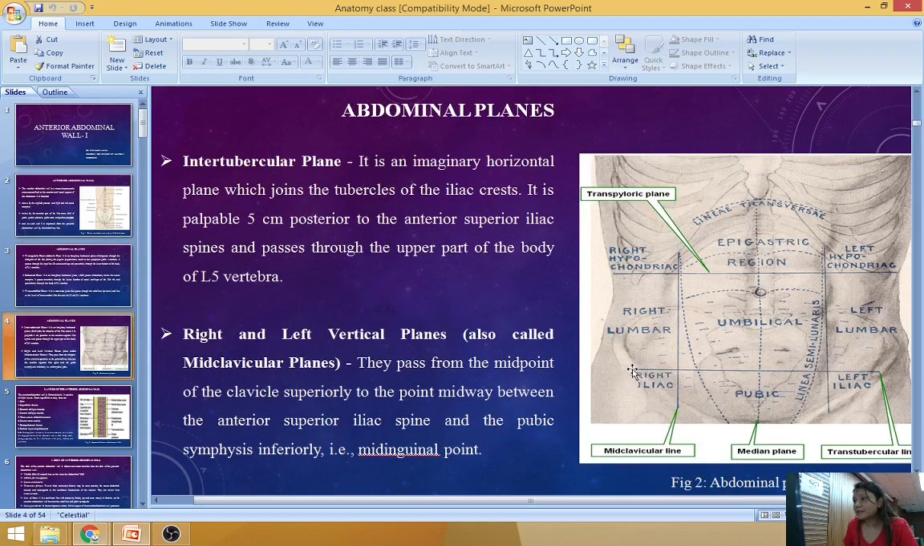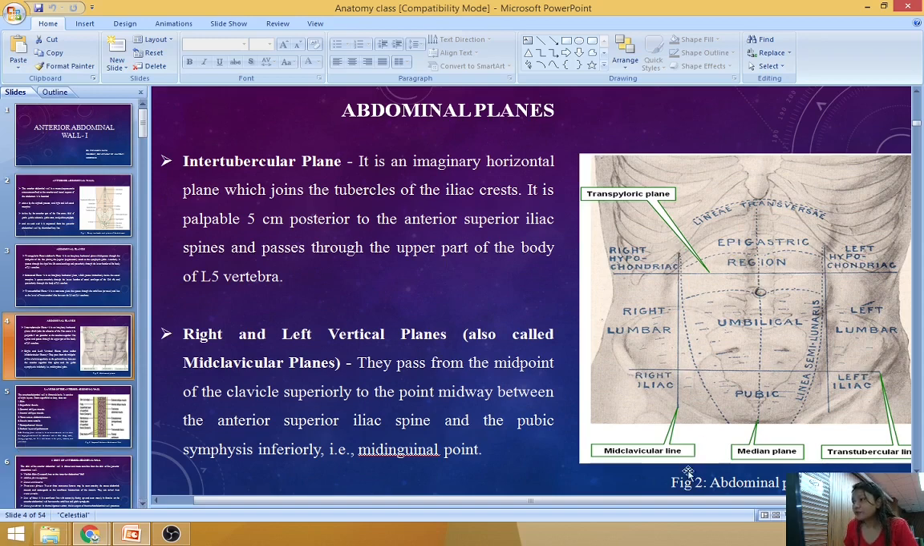The second plane is the intertubercular plane. Why is it called the intertubercular plane? Because it joins the two tubercles of the iliac crest. The horizontal line passing through the two tubercles of the iliac crest is known as the intertubercular plane, and it passes through the upper border of L5 vertebra. The transpyloric plane passes through the lower border of L1 vertebra, and this passes through the upper border of L5 vertebra.